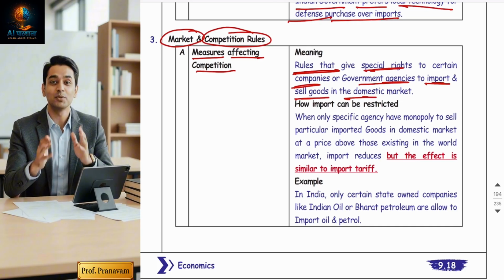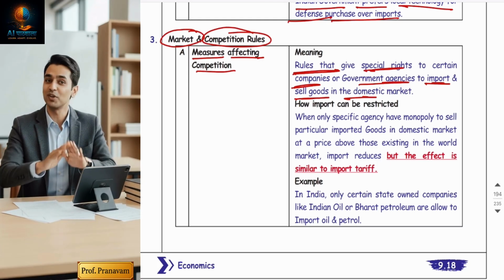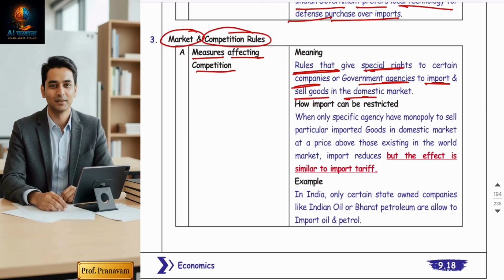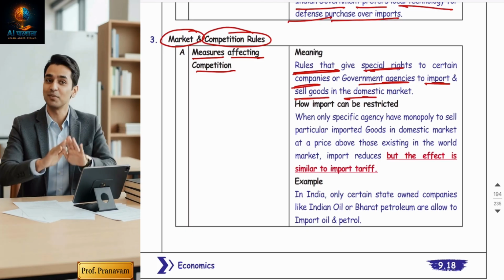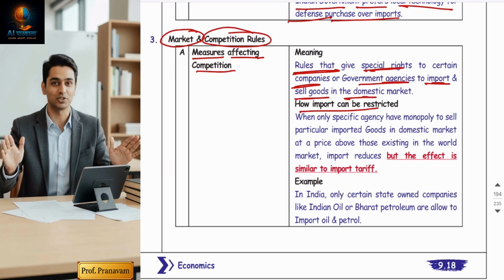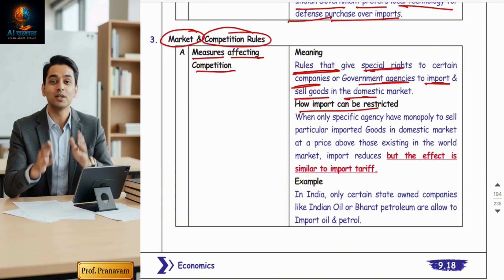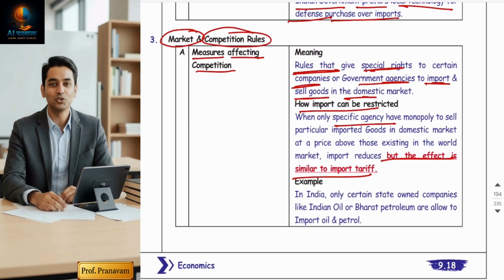Now, what will the government do in this? Certain firms or government agencies are given exclusive rights to import or sell the goods. Means in this case, only a few companies will be given exclusive rights to import that particular good in India and sell it in India. So the general public or other companies will not get permission. So import is restricted. How? The government creates monopoly power over here, with an effect similar to import tariffs. Only specific agencies can import the goods and sell them in the market, so it creates monopoly power. The competition will get changed.